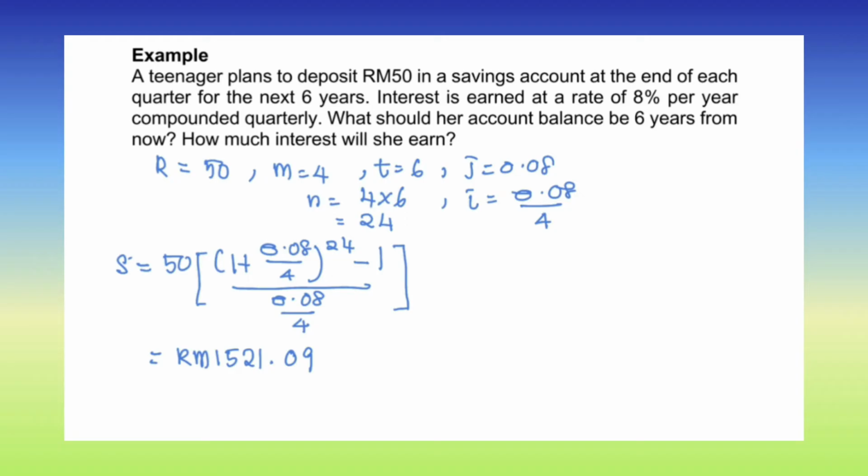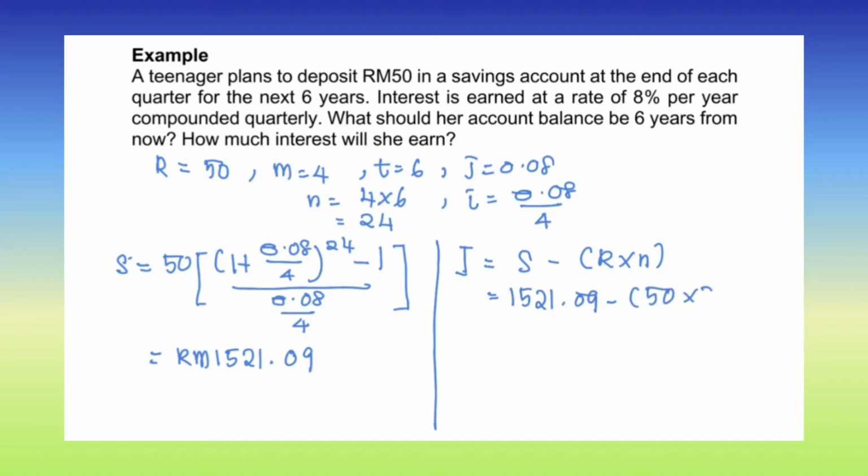How much interest will she earn? So the interest is given by S minus R times N. So S is 1521.09 minus R. R is 50 times N, 24. So the answer will be RM 321.09.